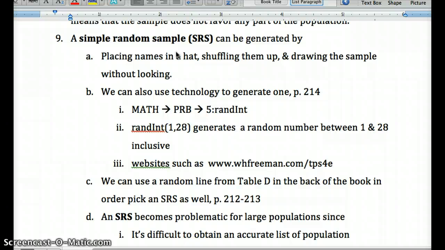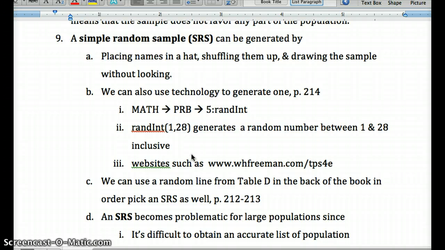We could also use technology to generate one. So math, if you go to the math button and probability, you go to number 5, randint. If you did randint 1, 28, it generates a random number between 1 and 28, inclusive, meaning including 1 and 28. So that could also generate an SRS. Now, something you'll run into there is numbers could repeat. So if I did randint 1, 28 two times, I could get 26 twice in a row.